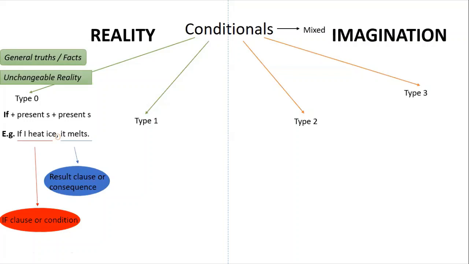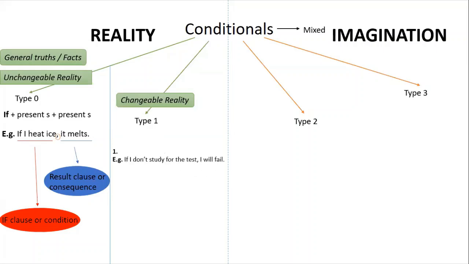Let's see if you remember. Conditional type 1 for. What do we use it for? Changeable reality. All right, we use it to speak about changeable realities. I mean, to speak about possibilities, right? So, what I mean by changeable realities is a reality that you can change. I mean, there is a possibility to do it one way or in another way, right?